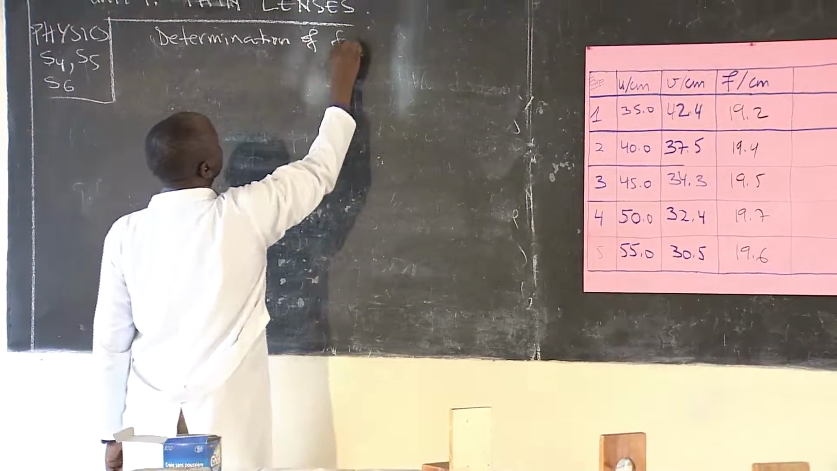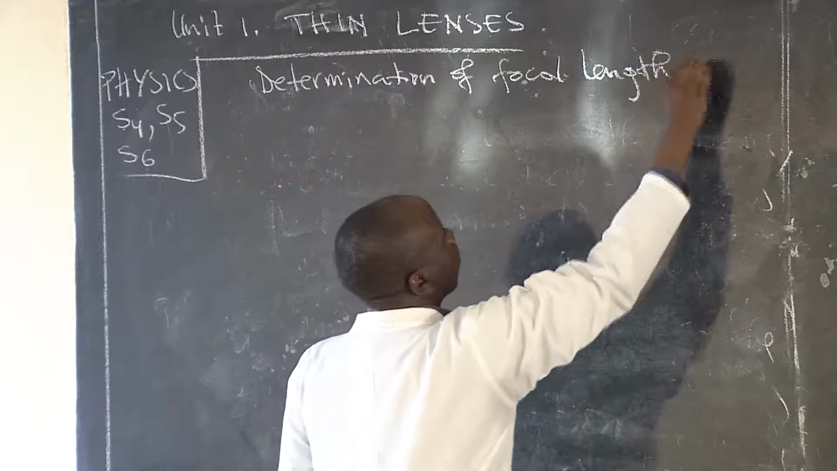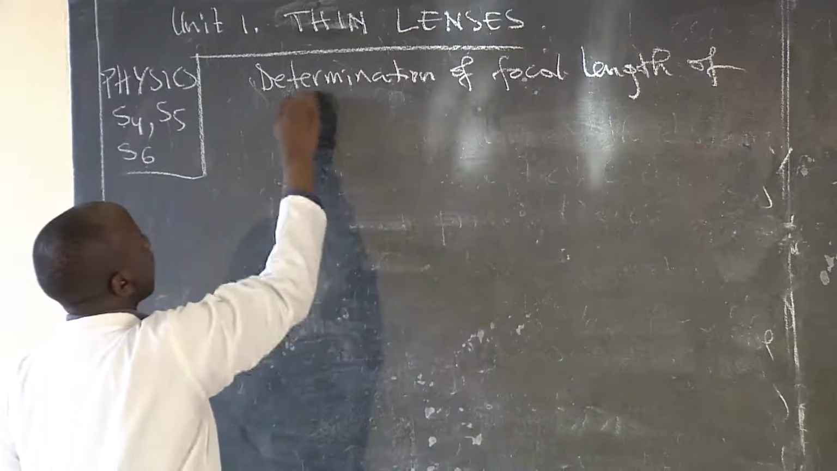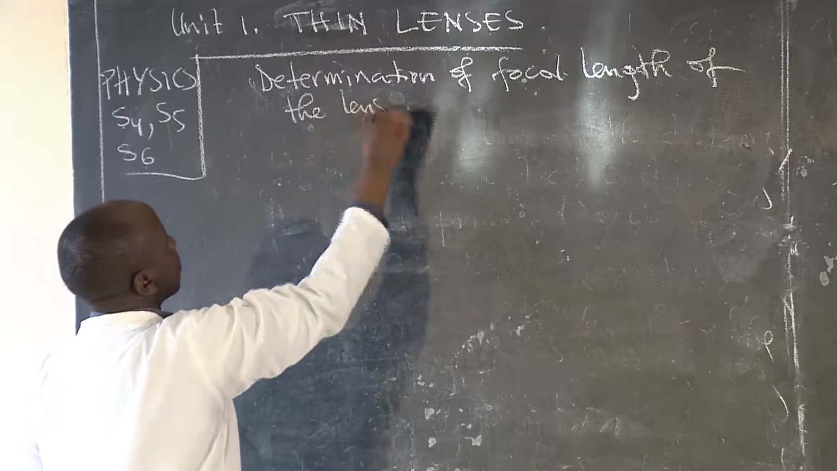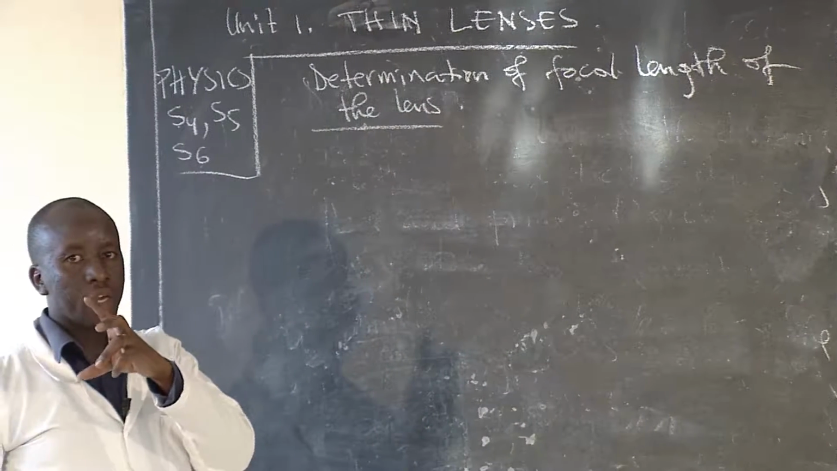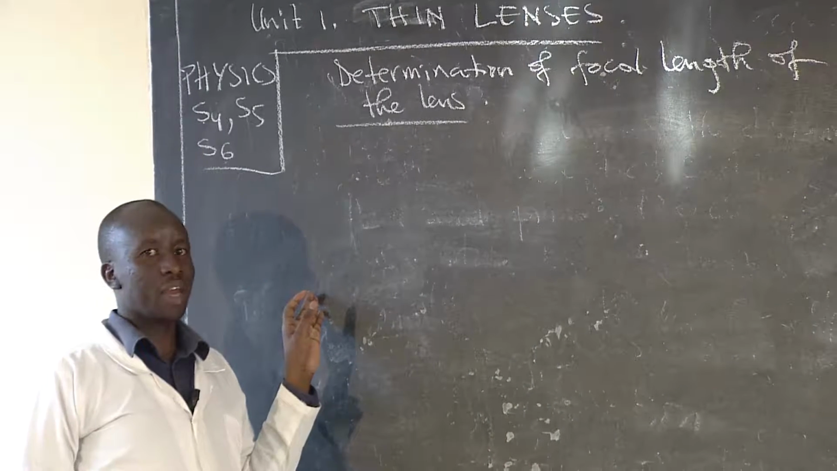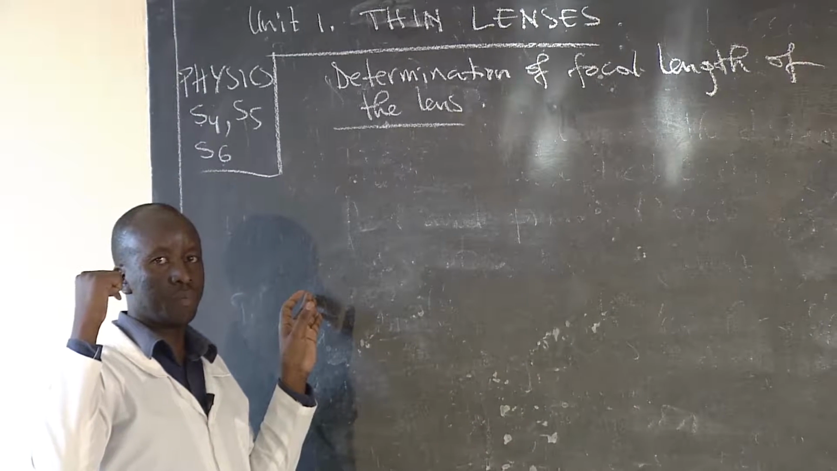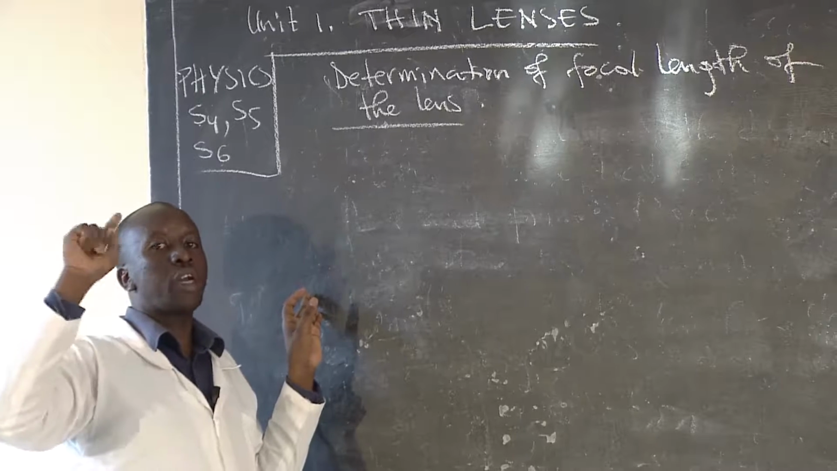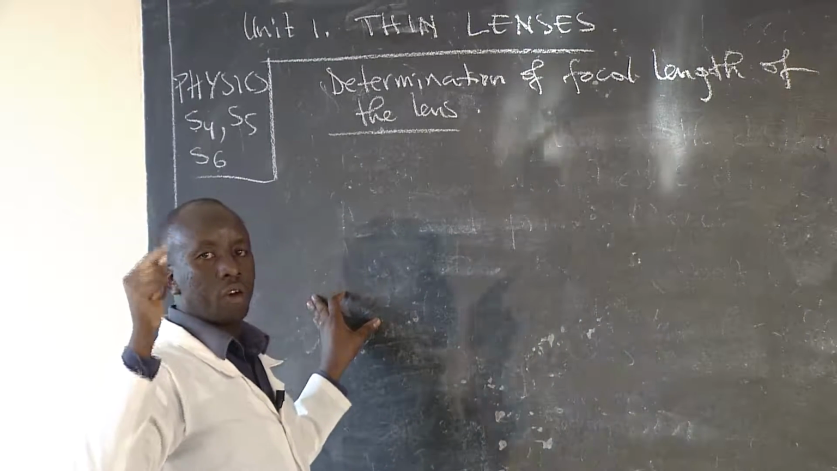of focal length of the lens. You remember that? This was the title of that experiment. And we have determined the data from that experiment. Now today, we are going to analyze the data until we find that focal length.